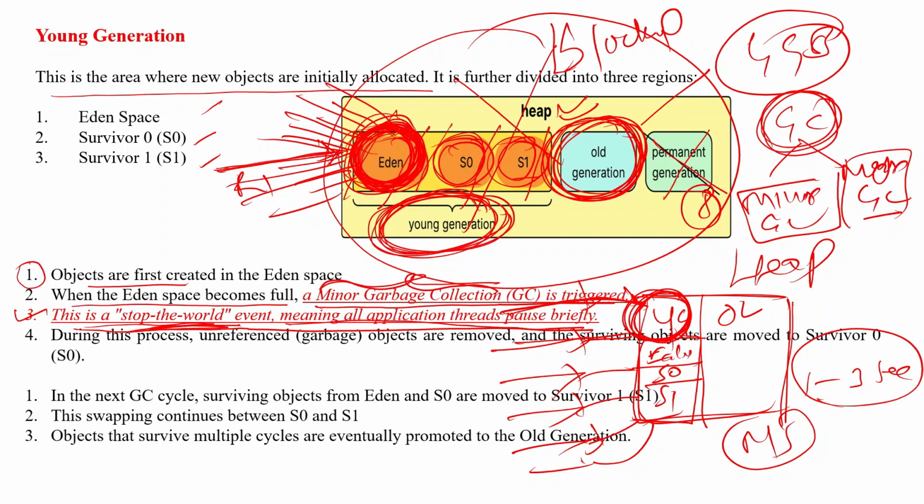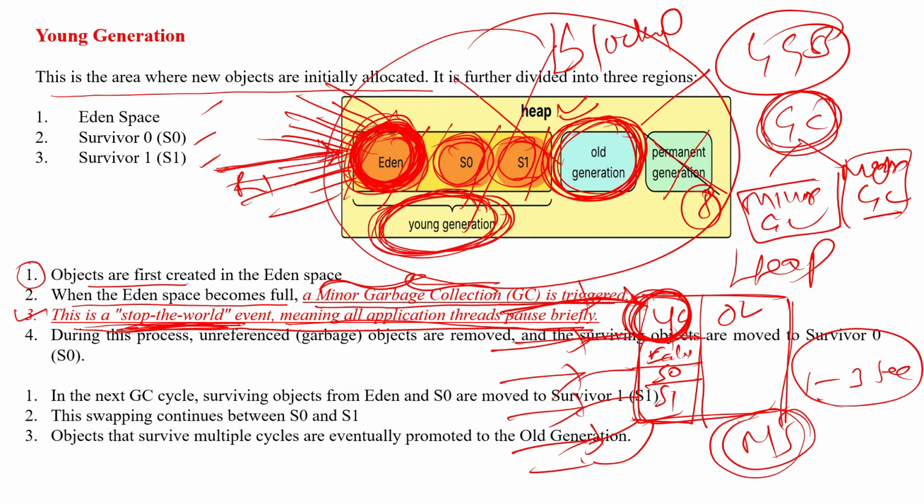Because during this time frame the request will not be processed. All the requests inside the heap will be stopped. That's why it is called a stop the world event. Okay, and that's why most of the time this garbage collection is executed in milliseconds, so that the request will not get hampered.